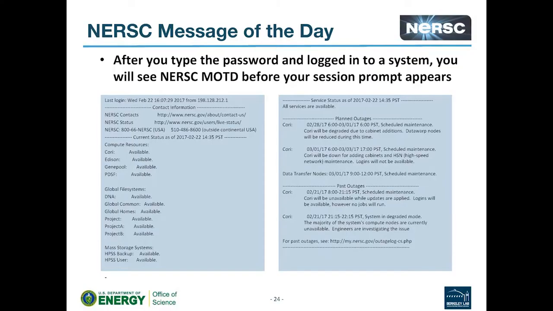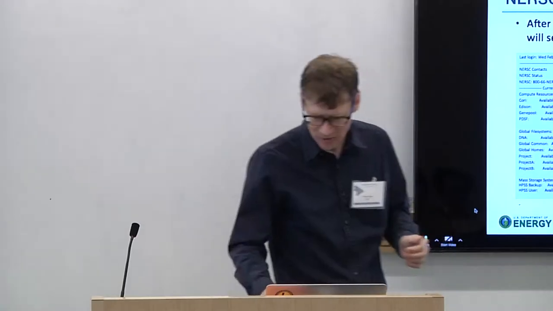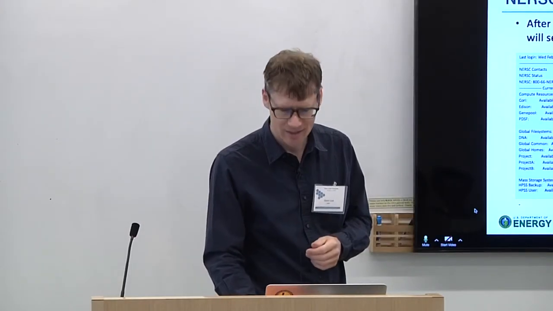And you'll see a whole lot more text, which, if you stop and actually look at it for a few minutes, contains some useful information. Things like which systems are up at the moment, which file systems are up at the moment. Most importantly, upcoming outages. This is good information to know. And past outages.